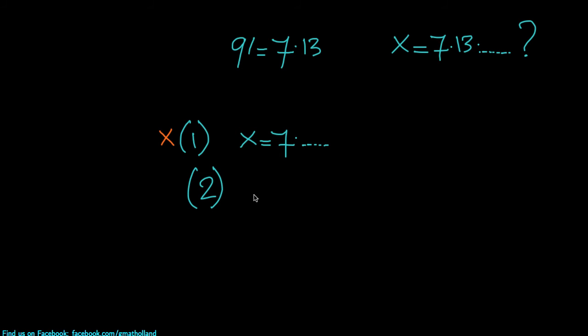Same reasoning goes for the second piece of information. It tells you that x is divisible by 13. That is, it tells you that x has a prime factor of 13 and possibly more prime factors. But it doesn't tell you whether x has a prime factor of 7. So therefore the second piece of information is also not sufficient to answer your question.